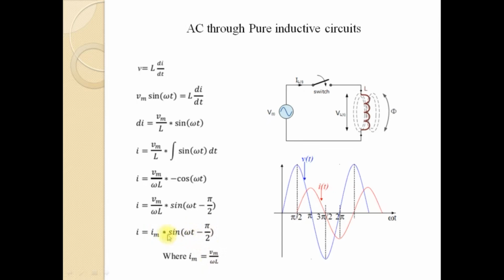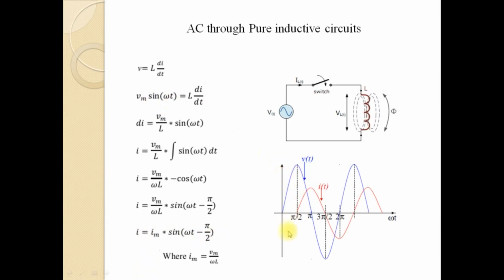And here you can see that the current waveform is lagging with respect to the voltage waveform by an angle pi by 2 radians. For that only we have converted the equation for the current into sine form. Then only we can compare these two signals. Here you can see that this is the applied voltage and this is the applied current.